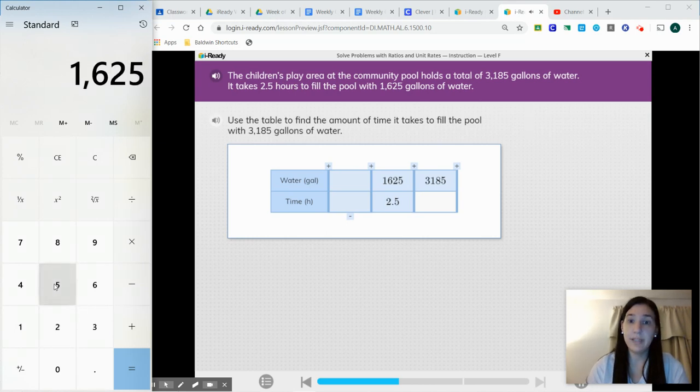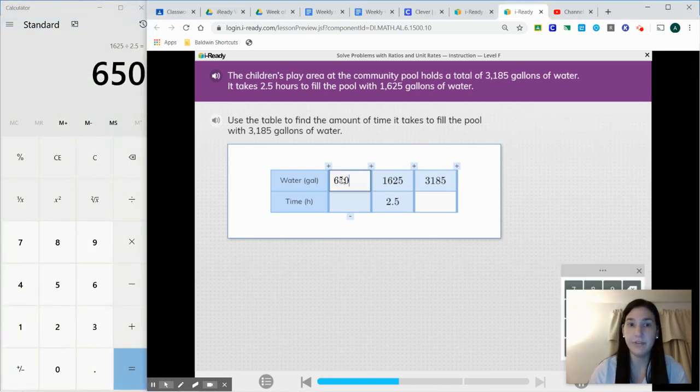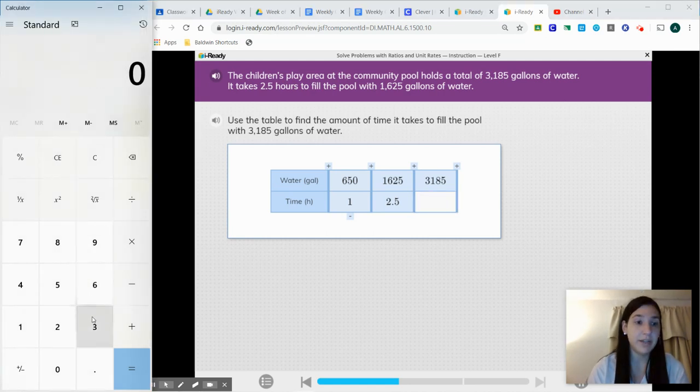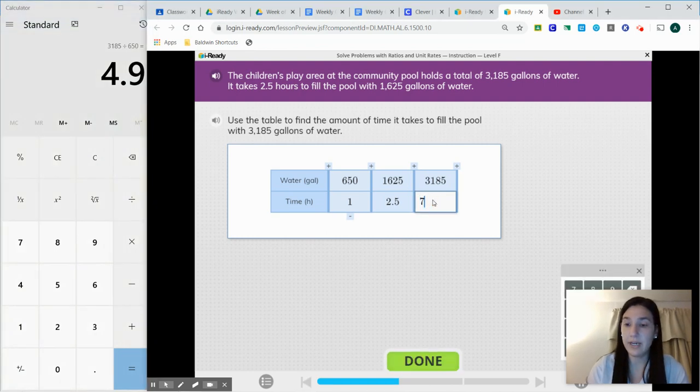So we're going to do 1,625 divided by 2.5, which will give us 650 gallons per hour. Now, we want to find out, to get from 650, what do we multiply by to get over here to 3,185? So to calculate that, we're going to divide. So we're going to do 3,185 divided by 650, which will give us an answer of 4.9 hours.